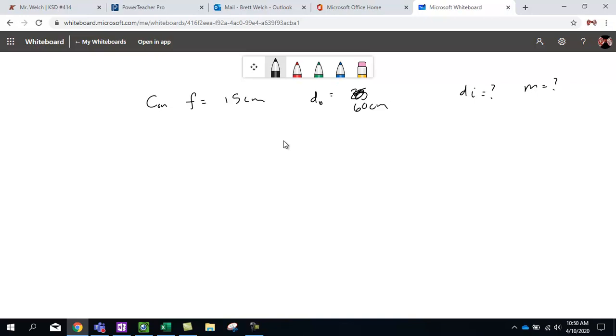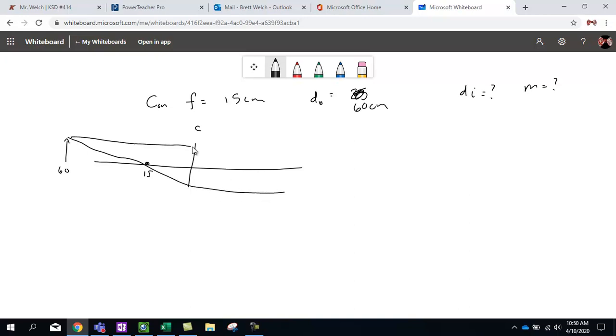Now, we could do this by ray diagram. We could actually lay this out, do a ray diagram, and take all the measurements. I'm definitely not going to do that. However, I will sketch it: there's my converging lens, my focal point's at 15, my object is way out here at 60. So we know the ray of light is going to come through like this, come out parallel, and then go through some focal point over here. It's going to come through like that.